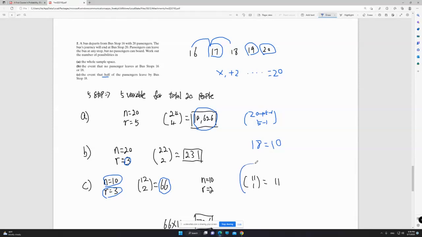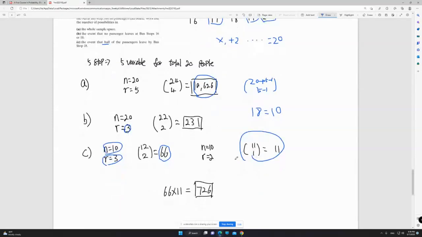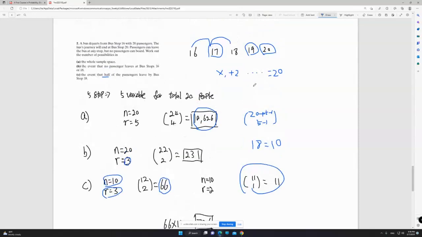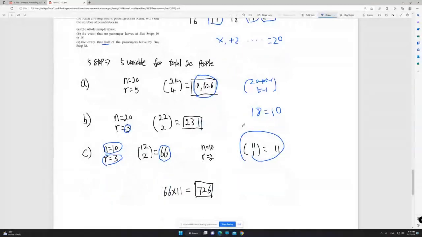And after 18, we have 11 cases, and multiply, we got 726. Oh, hold on one second. So C is asking for the event that half of the passengers leave by bus stop 18. The first half is out of 12: 10 plus 3 minus 1, choose 3 minus 1, which is 12 choose 2, which is 66. Then you have to consider the rest of the 10, which is from 18, 19, 20, right? The rest of the 10 is from 19 and 20, yeah.